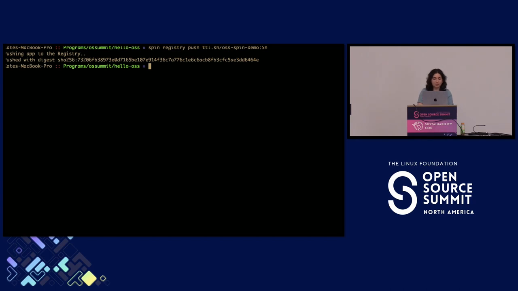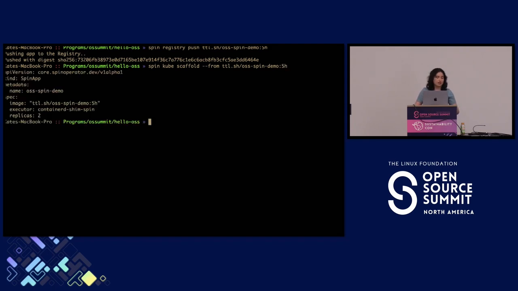Great, that's been pushed. And now we're ready to apply it to our cluster. So if I do a spin kube scaffold, and then specify our image, this is our custom resource definition. So this is saying I'm going to apply two replicas of my application to my cluster. We're gonna use the shim, and this is where you can extend into all these different functionalities that SpinCube provides for you. I'm not gonna dive into that, but everything you know and love about Kubernetes, like liveness probes, resource requests and limits, et cetera, you can extend in this custom resource definition. And so now we can apply this to our cluster.